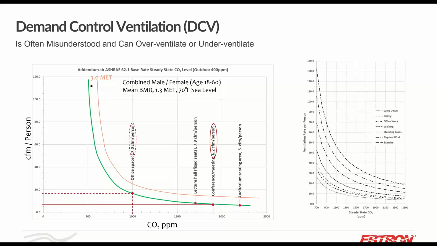The effect of that, just by looking at the value of 1,000 parts per million, you can see it's going to go from 17 CFM per person in an office space all the way up to about 65, 66 CFM per person. So it's really important to understand the metabolic rate as well as the space type and how it fits in with the minimum ventilation requirements of ASHRAE 62, which translate directly also into mechanical codes.